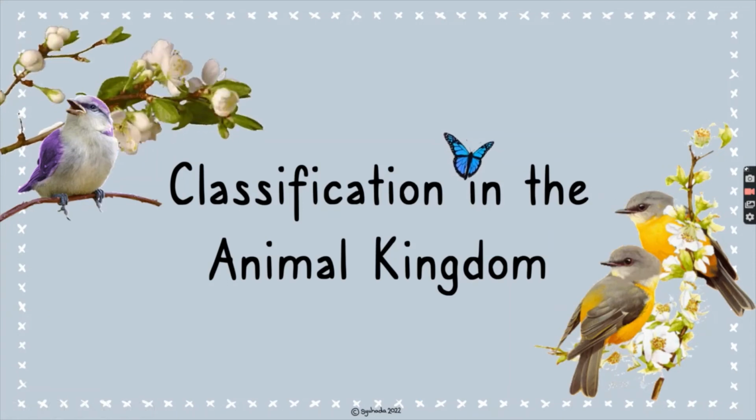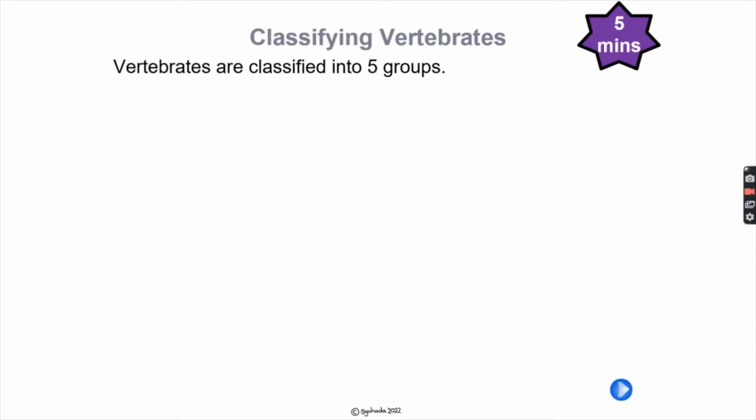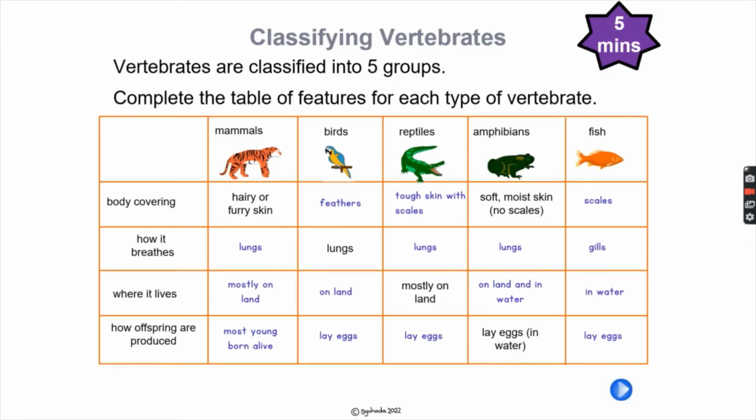We also looked at classification in the animal kingdom and mainly the vertebrates, and we looked at their main features. And you even made me a very nice table, so thank you so much for your homework submission.